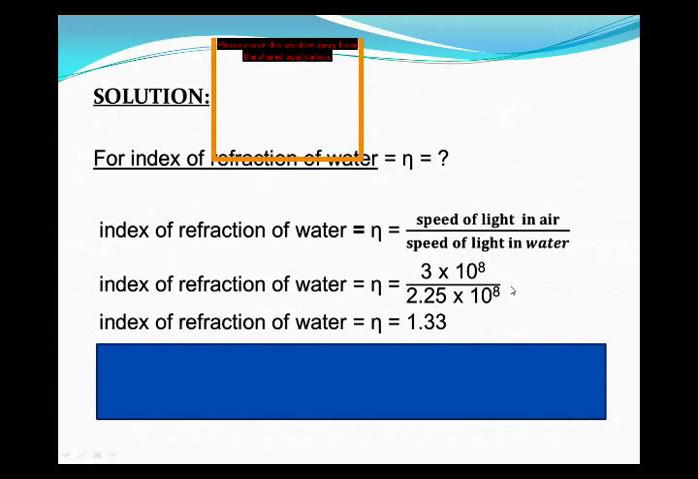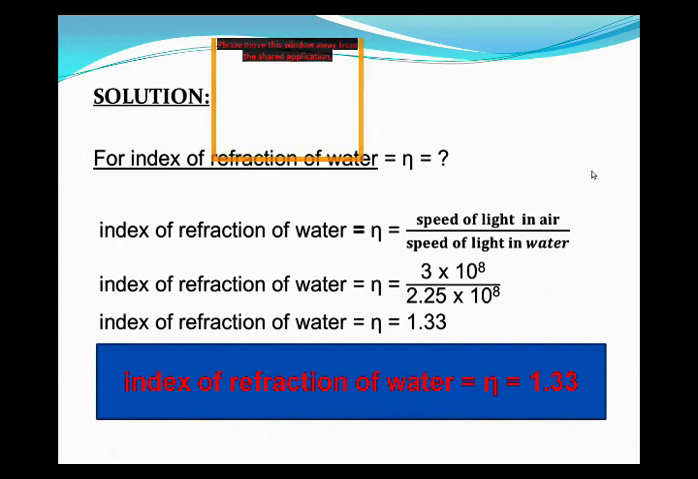So both are similar, then we will cancel it. So we just have 3 divided by 2.25. So we will divide 3 by 2.25, then we will get 1.33. So we can say 1.33 is the refractive index of water. So index of refraction of water N is equal to 1.33, or in other words we can say this is the refractive index of water.